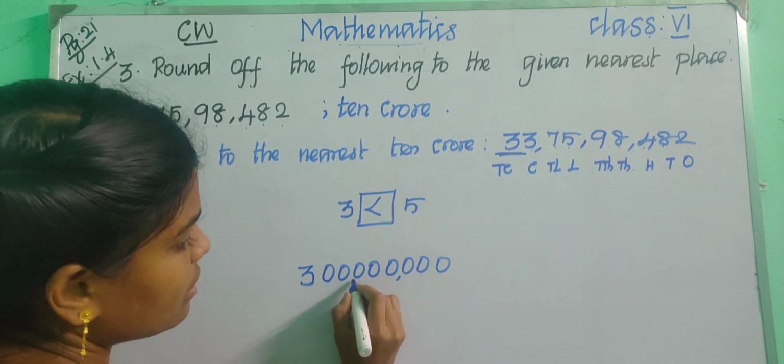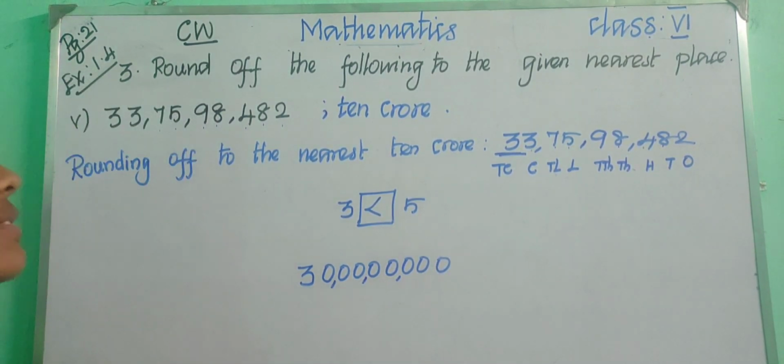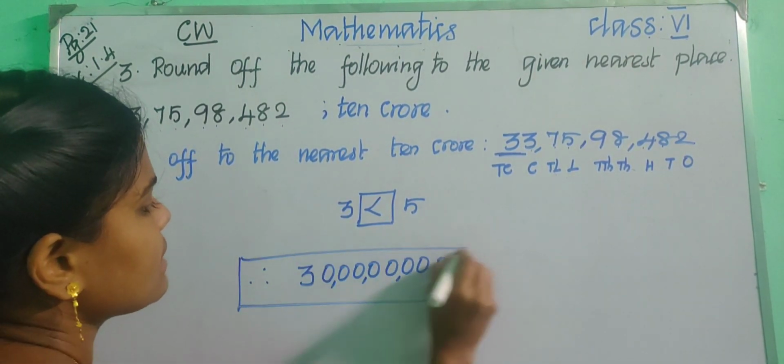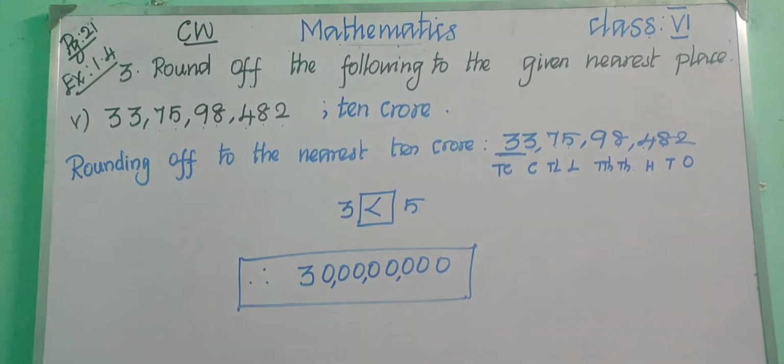So it is 30 crore. Okay children. So therefore we will get the answer as 30 crore. Okay children, copy this in your classwork notebook. Pause the video and write. Okay. So after completing this, write the example sum.